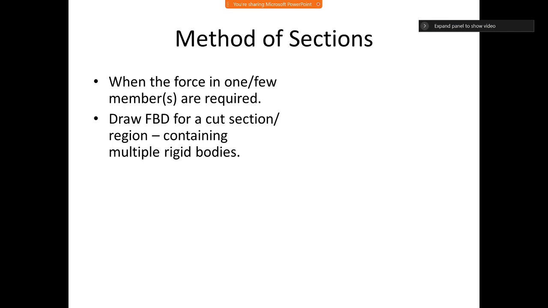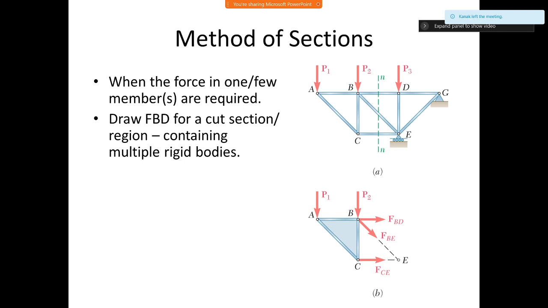So in the method of joints, we have drawn free body diagrams for the joints, for the pins, and for the individual members. But now we are going to draw the free body diagram for a region or a cut section which contains multiple rigid bodies connected together. So how this method works, it's something like this.